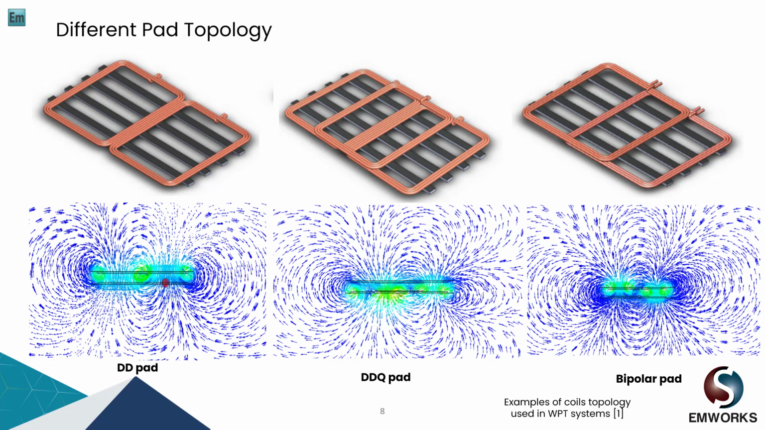Okay, we move on. These are three topologies: the DD coil, which is a double coil, the DDQ coil, and the bipolar coil. They are also topologies used in wireless charging systems for electric vehicles. These topologies provide certain improvements in terms of coupling coefficient and allow more tolerance for misalignment, so they can solve some of the misalignment issues. They also come with a ferrite and aluminium plate to improve the magnetic flux, reduce the losses, and improve the shielding, so they reduce the electromagnetic radiation. So they come with these two additional structures: ferrite bars or plate plus aluminium plates.